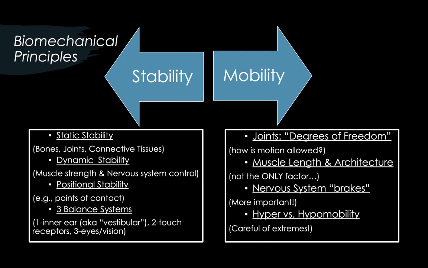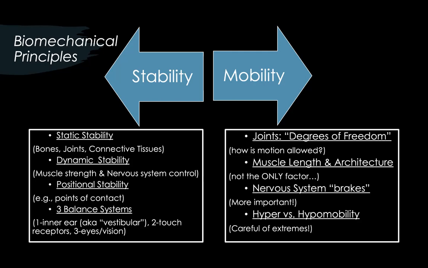Our touch receptors, so if you think about the pads of your fingers and your feet and the surfaces that come into contact with those, give us information so that our nervous system is able to stay on balance and predict where we are. And then our eyes, our vision. So our vision gives us input from our surroundings, and it helps us predict these adjustments that we need to make to stay on balance.